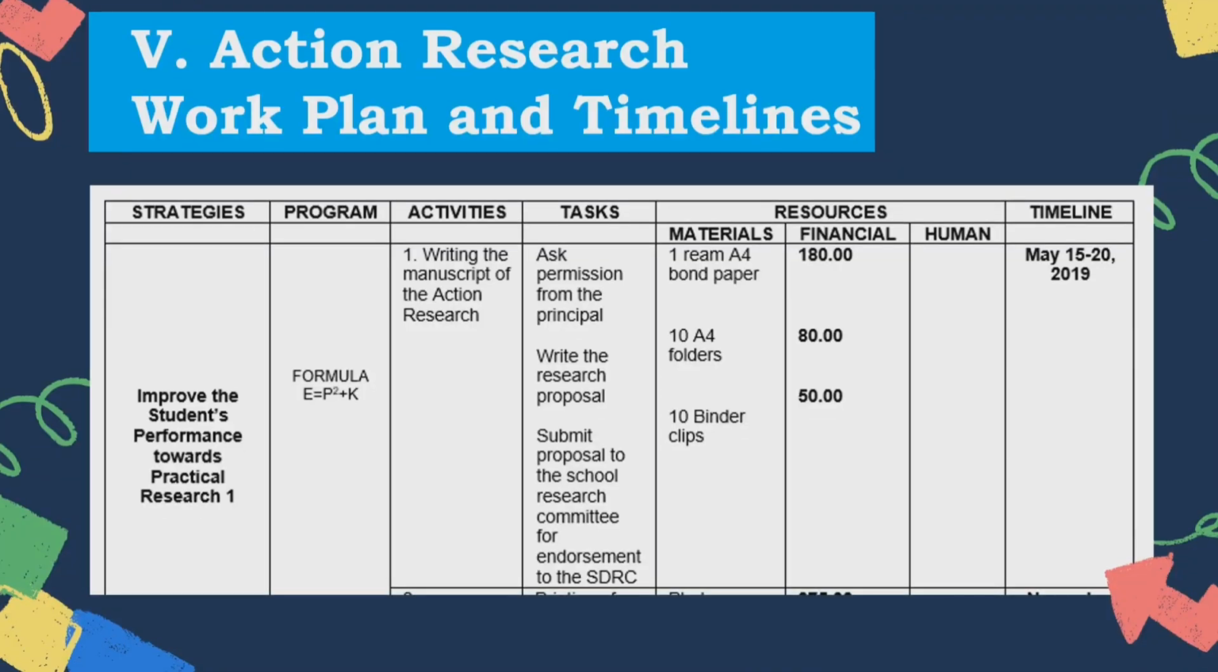So we have here the next parts. We have the action research work plan and timelines. Ito na mismo yung column. Tama ba? Ito mismo yung table na ginagamit namin. We have the strategies, the program, the activities, the tasks, and then the resources, and then the timeline. Okay? You can have your own. Depende sa division ninyo. But in our division, this is what we are using. So, ang dali lang niyang sundan.